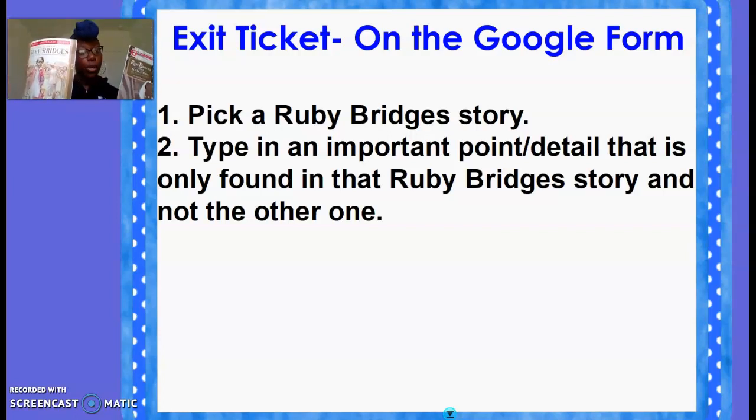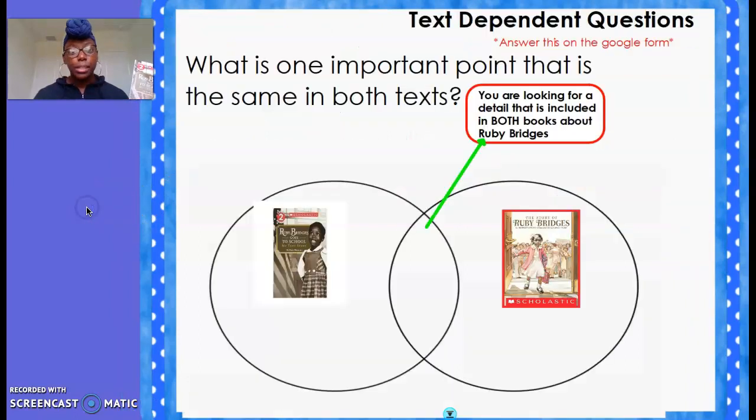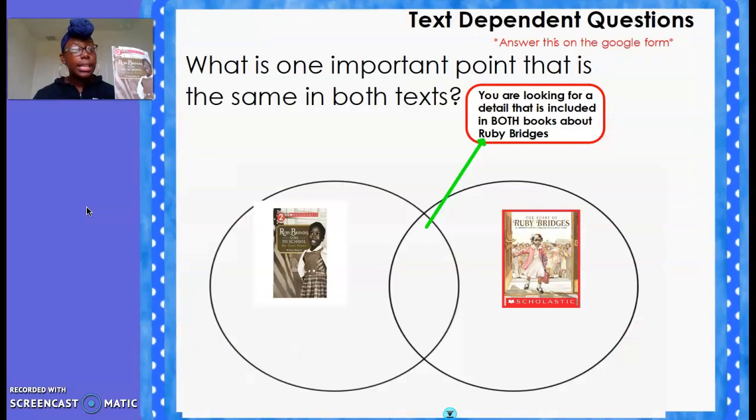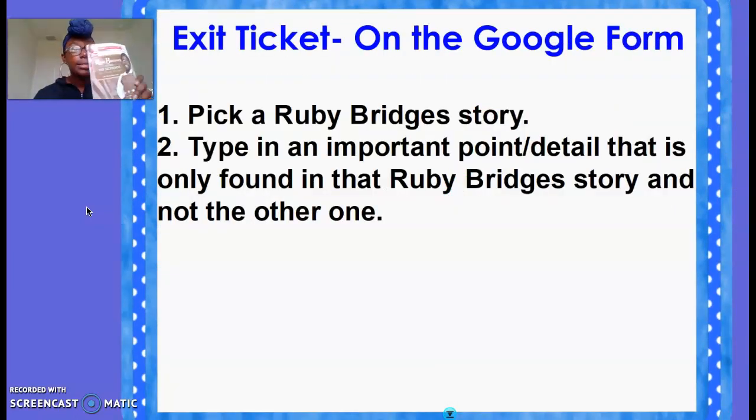After you pick your story, you are typing one important detail or point that is only found in the story you pick. For example, if I pick Ruby Bridges Goes to School, My True Story, I need to reread the text, both texts, and I need to give a detail that is only found in this story. How do I find a detail? Well, I go back, I look at my thinking steps, and I think about the word contrast, and then I find a detail using text evidence that is only in this Ruby Bridges story.